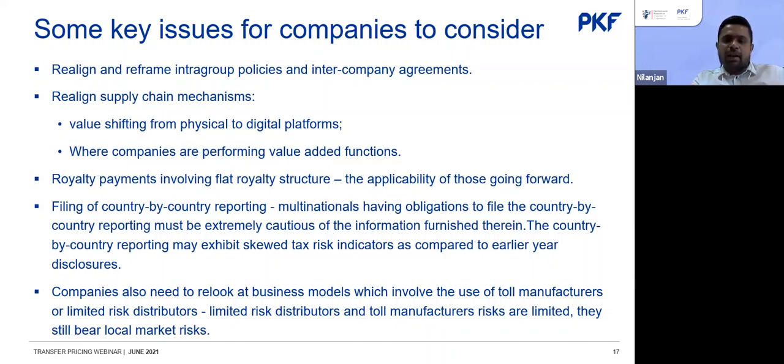Also, like we discussed in the initial part of the presentation, we need to look at the business models that are being used by various multinational companies. Some companies are still using a toll manufacturer or a limited risk model, but those models might not be very relevant anymore because of what has happened with COVID. So these are some of the things we need to look out for. We should keep an open eye so that we don't just go by what has been done in the past. We need to reframe our policies, and we need to realign our supply chain mechanisms as well.